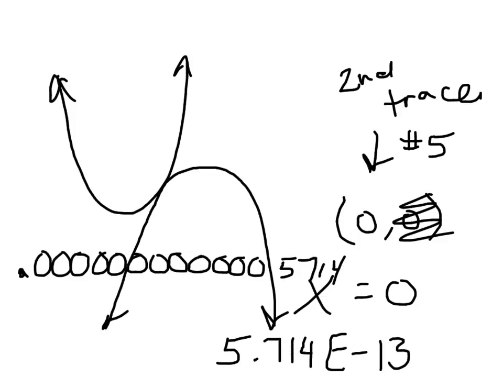Now, what if there's more than one crossing? What if it intersects twice? Then you do it twice.